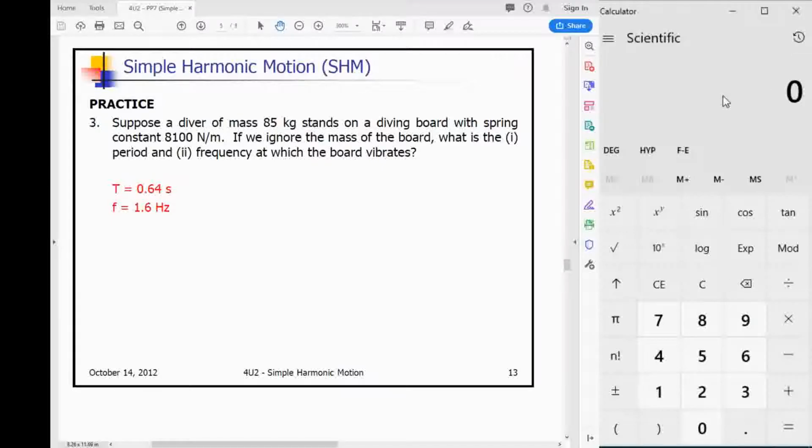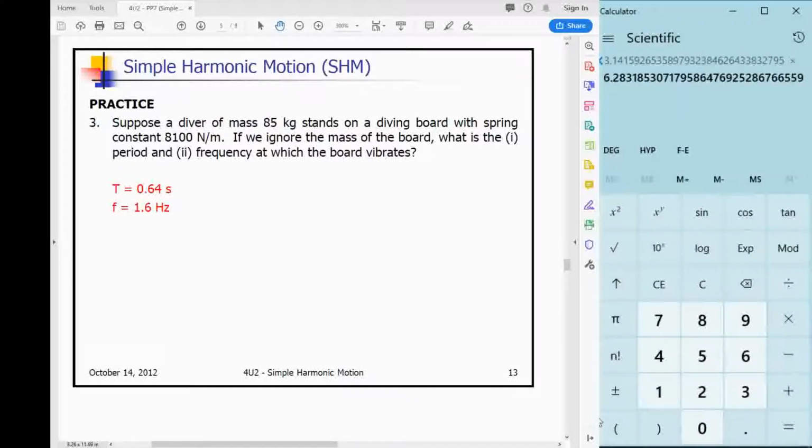Here's another problem. It says, suppose a diver with a mass of 85 kilograms stands on a diving board with a spring constant of 8,100 newtons per meter. If we ignore the mass of the board, what is the period of the board and the frequency at which the board vibrates? So the period of the board is 2 pi, and then I'm going to have to do the square root, so I'm going to put brackets, times the square root of our mass, which is 85, divided by our k value, which is 8,100.